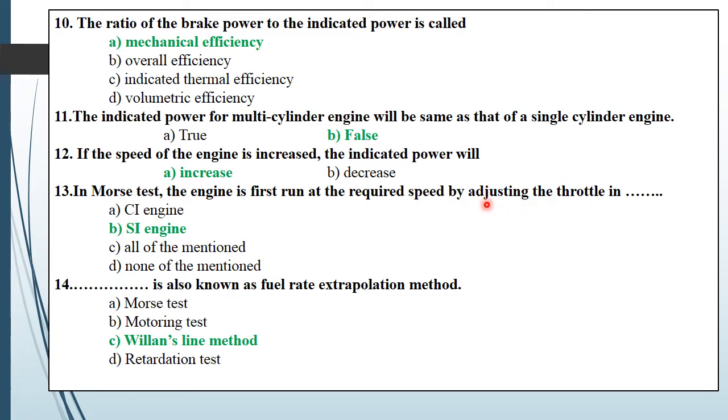If they had mentioned adjusting the fuel pump rack, then the answer would be CI engine. But as it is mentioned that the throttle is adjusted, and we know that the throttle valve is used in the SI engine, not in the CI engine, obviously the answer is the SI engine.